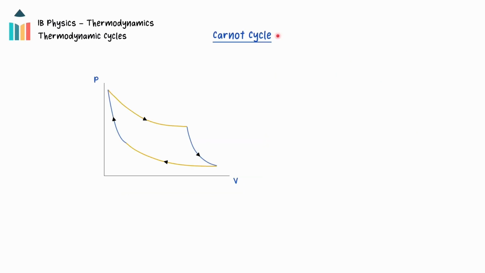One important cycle is the Carnot cycle. A Carnot cycle is comprised of two adiabatic processes and two isothermal processes.